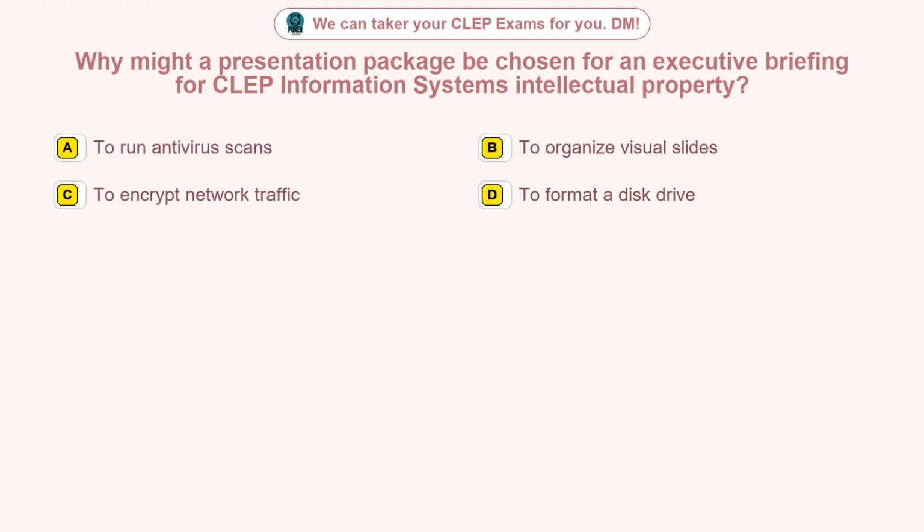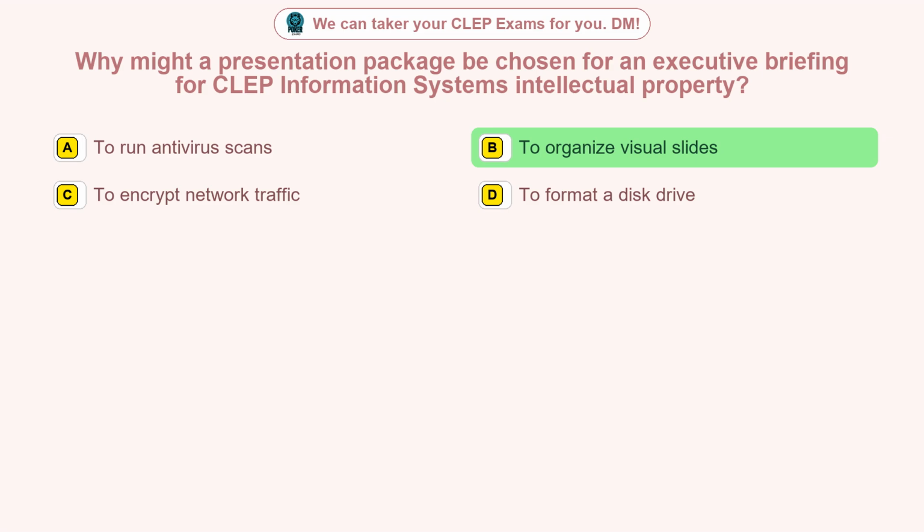Question 3. Why might a presentation package be chosen for an executive briefing for CLEP Information Systems intellectual property? Option A. To run antivirus scans. Option B. To organize visual slides. Option C. To encrypt network traffic. Option D. To format a disk drive. The correct answer is option B.